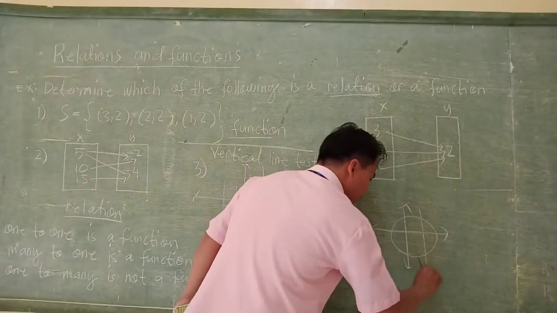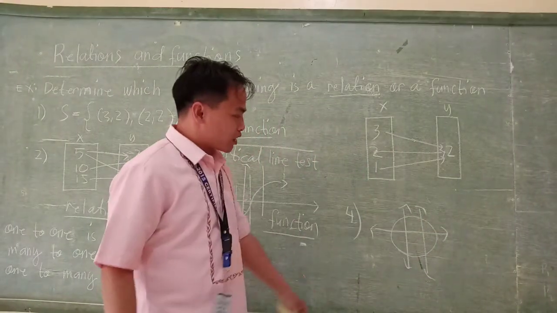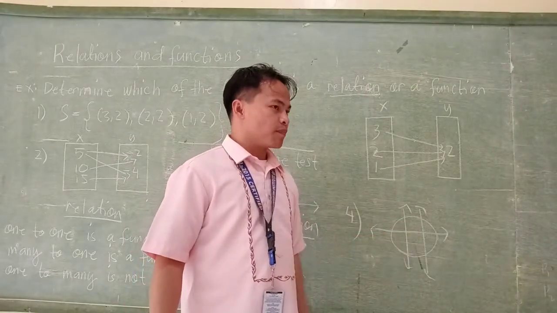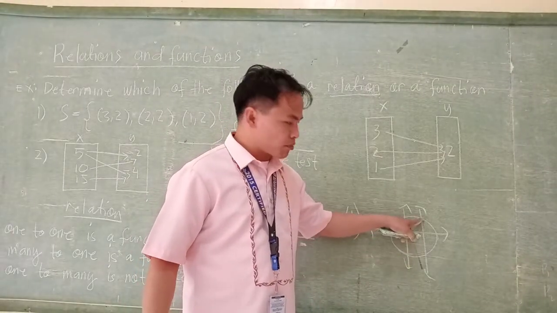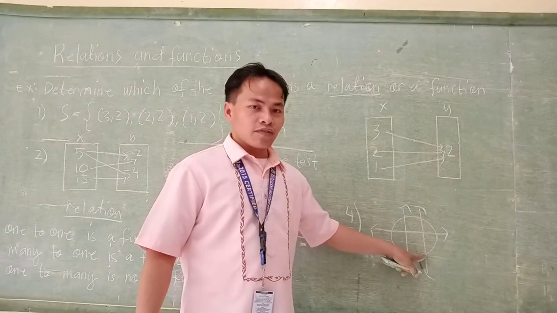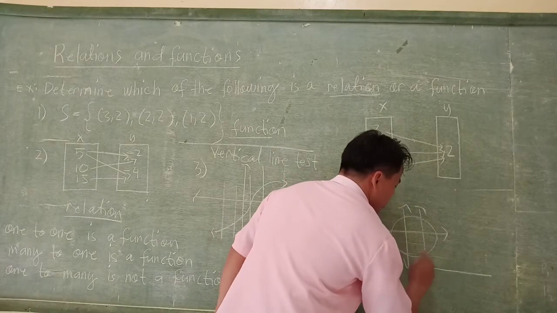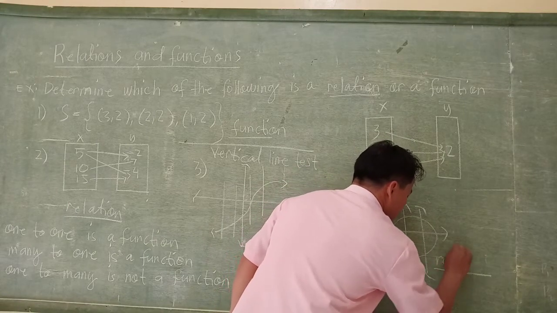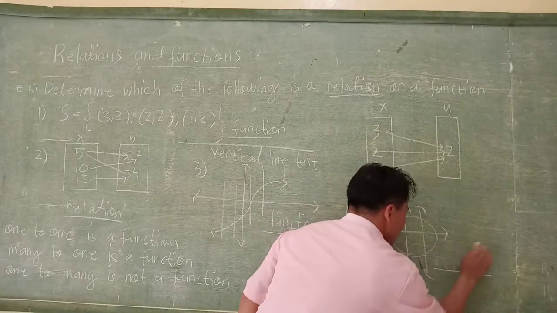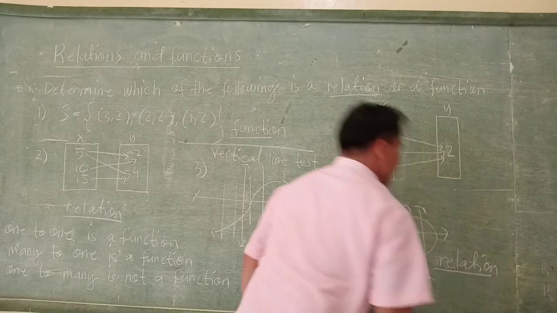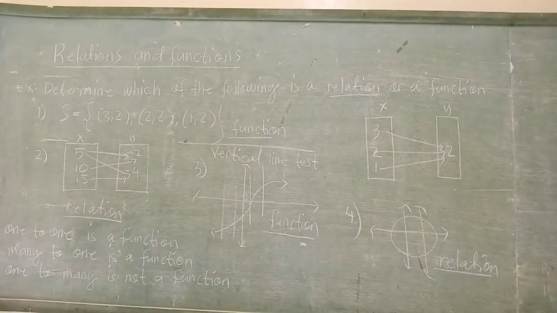So when we draw a vertical line, okay, the line touches more than once at this given figure. It will touch at the upper side and the lower side of this graph. Therefore, this one is not a function, or this is what we call a relation. Okay, this one is a relation. It is not a function, but it is a relation.